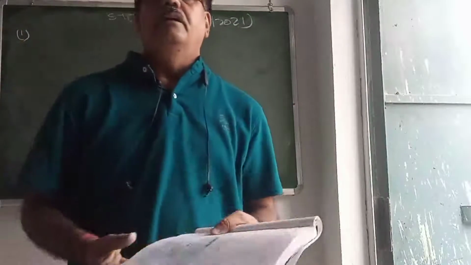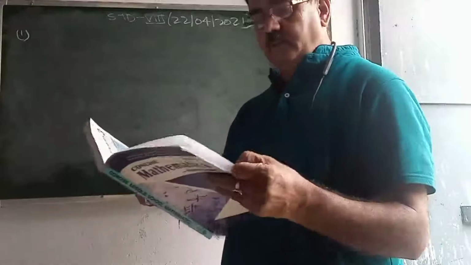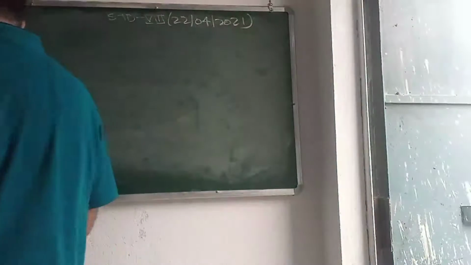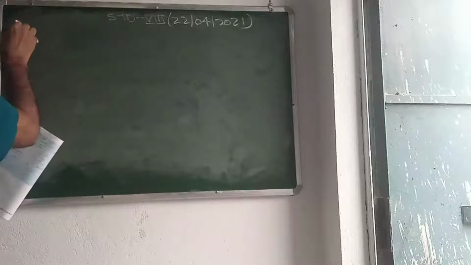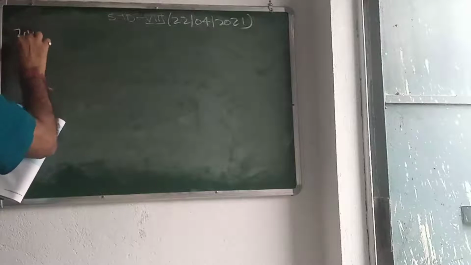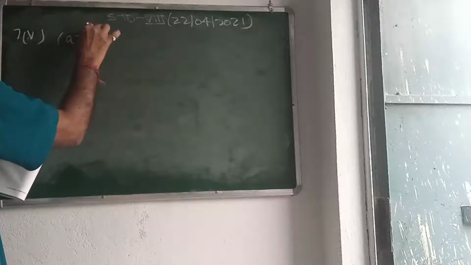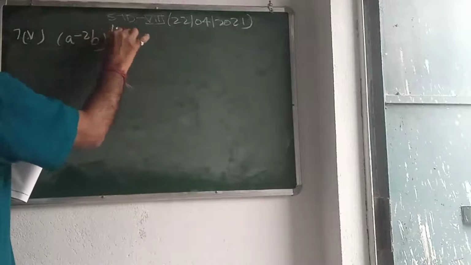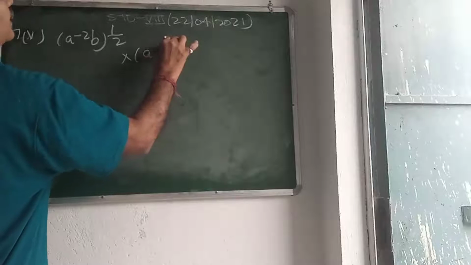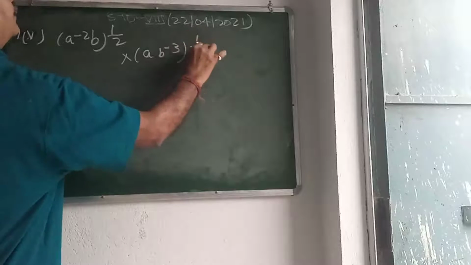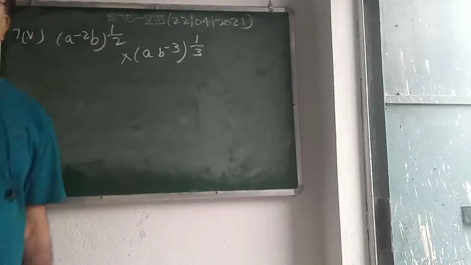Now it is clear. So see the first question today. Question number 7, 8. (a^-2 b)^(1/2) into (a b^-3)^(1/3). We have to simplify it.